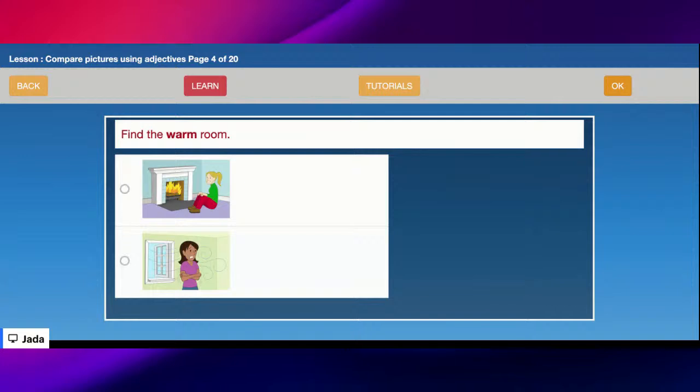Find the warm room. Is it the first or second? Which one is the warmer room? Which room is warm? Which of the rooms are warm?